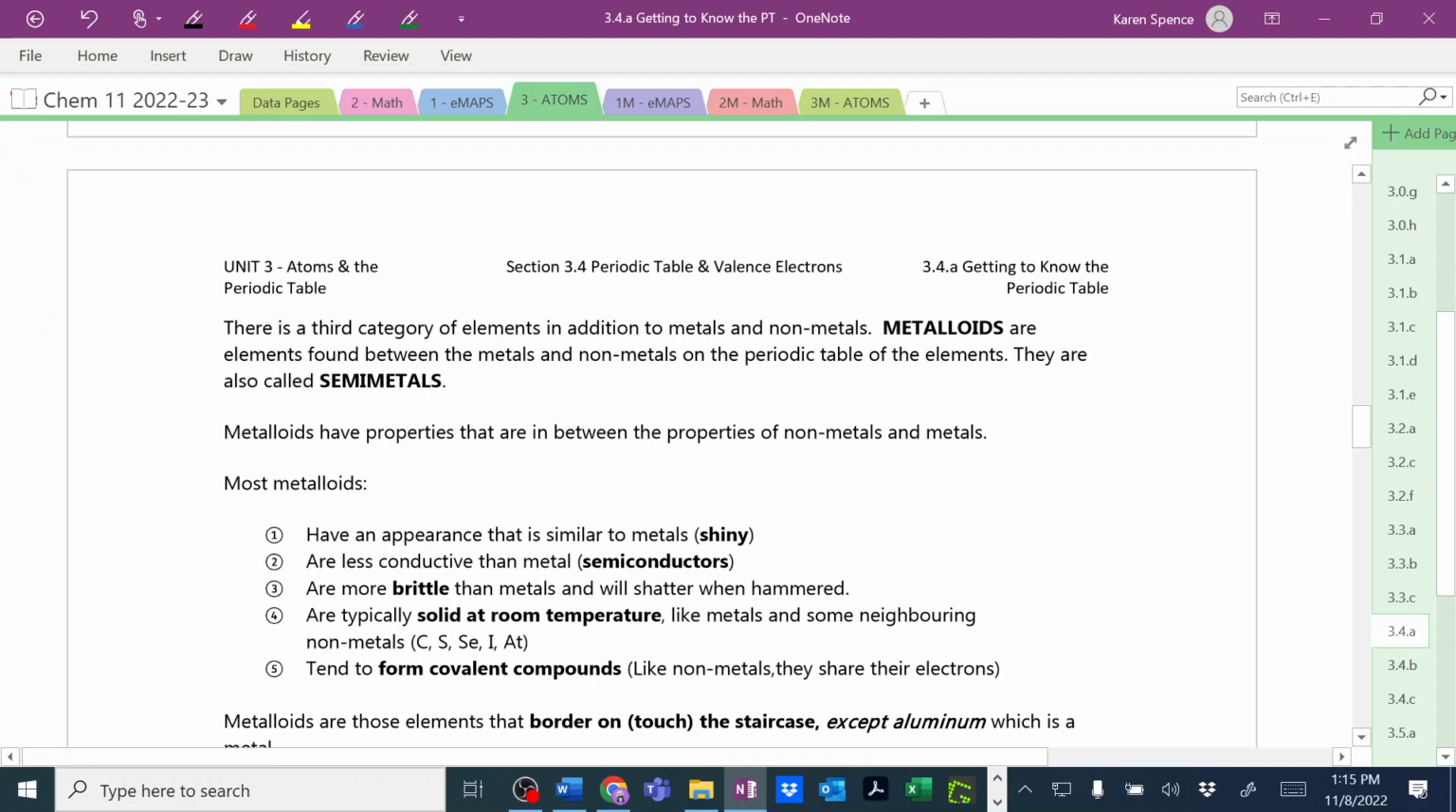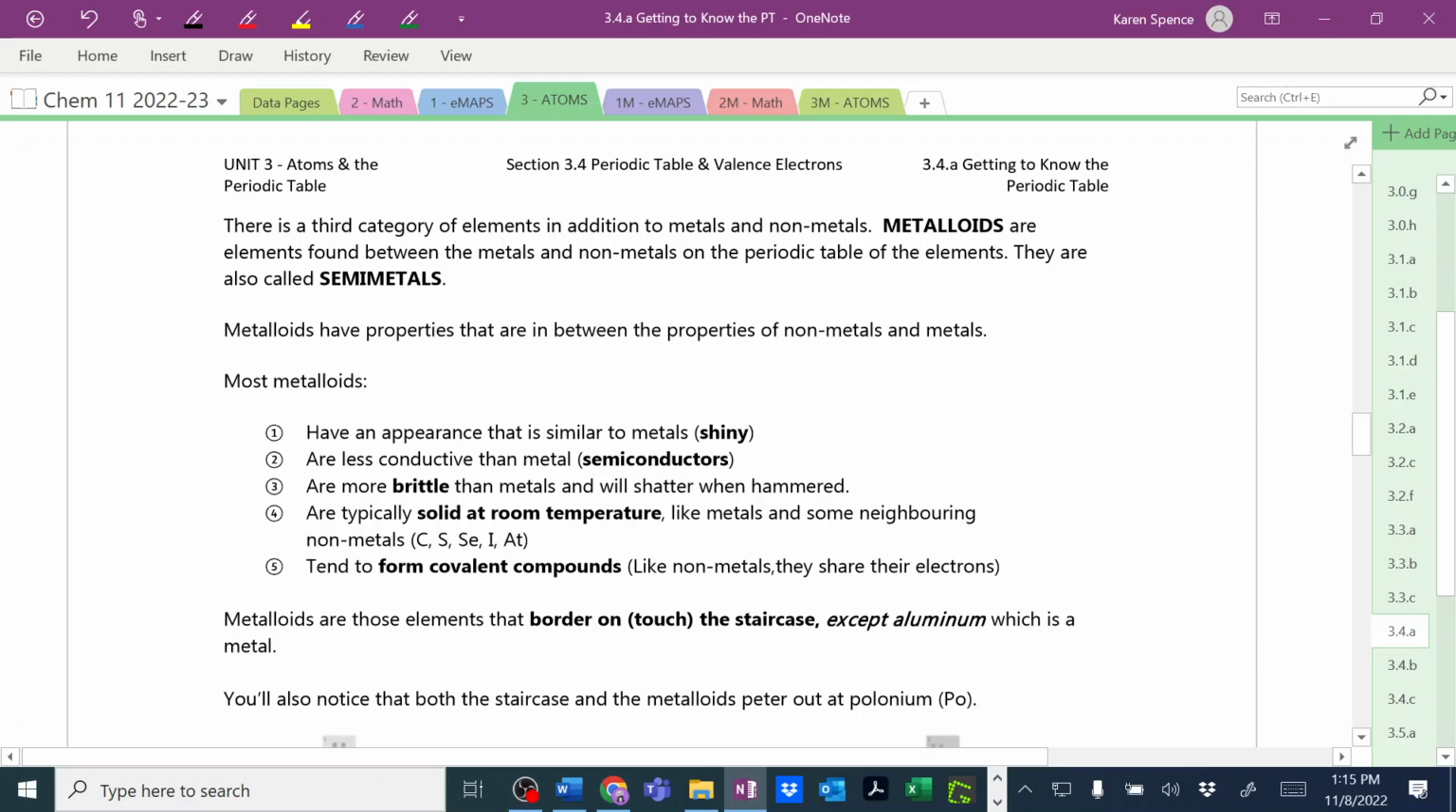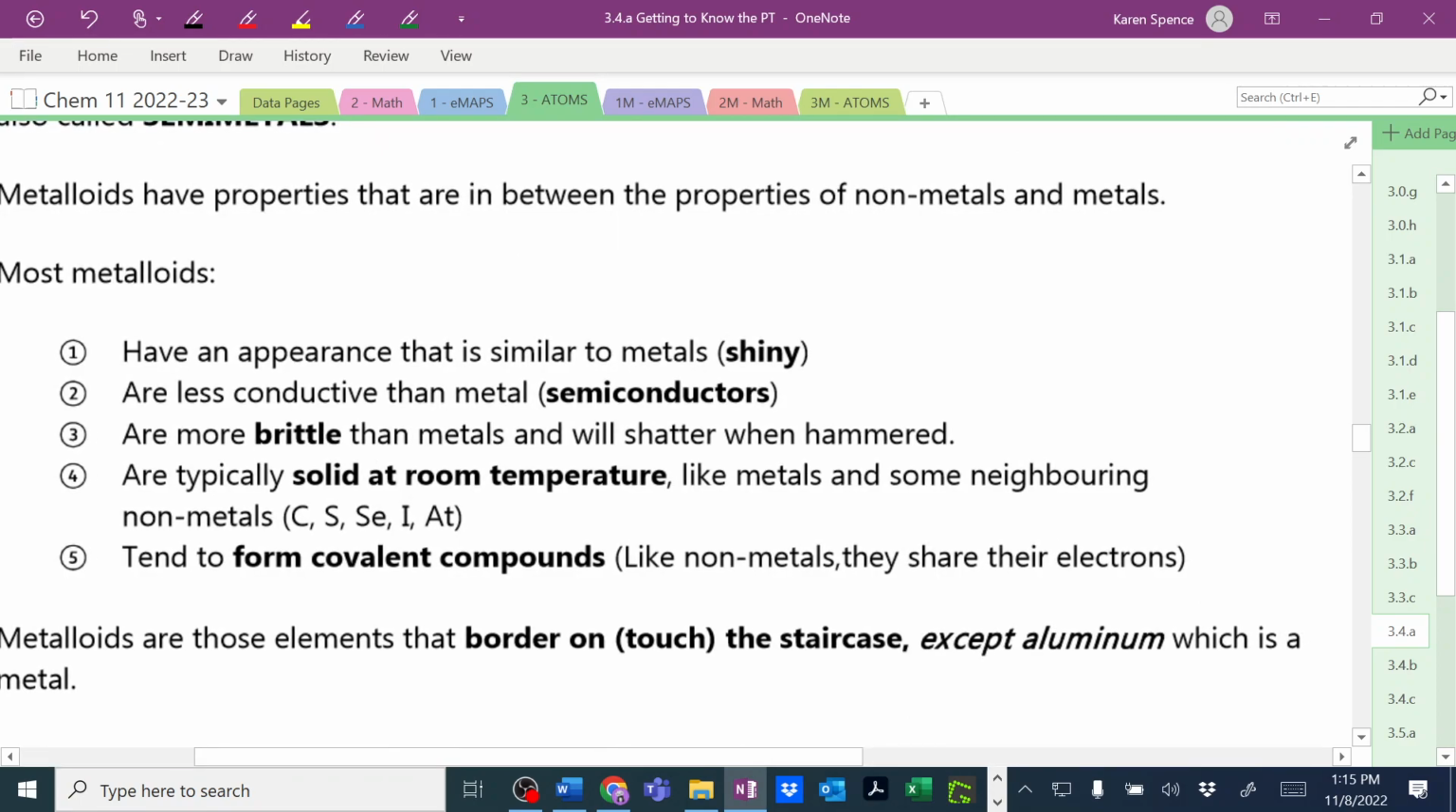Most metalloids look like metals. They tend to be shiny, but they're less conductive. They're more brittle than a metal, so if you hit them, they'll tend to break. They are typically solid at room temperature, just like those nonmetals that are close to the staircase. And this is one that is important for our next unit when we're looking at compounds. They tend to form covalent compounds.